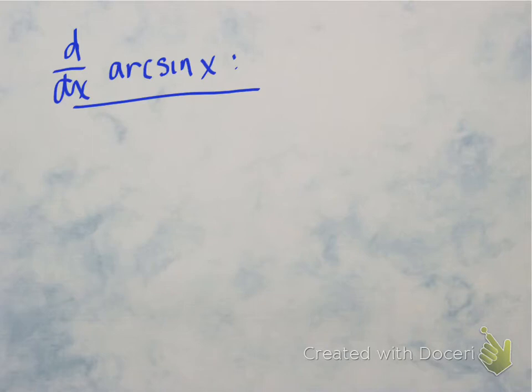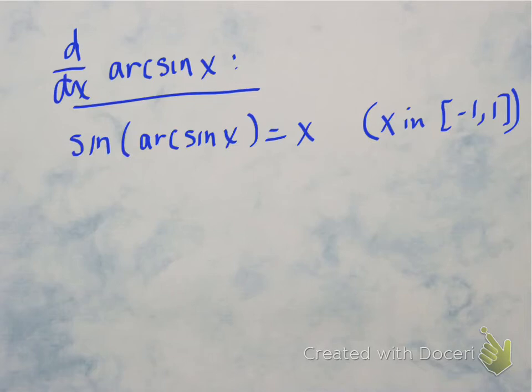So let's take the derivative of it. And you've seen already the derivative of natural log. And like I said, deriving formulas for inverse functions is going to follow the same pattern. So we're going to start with our cancellation equation, and we're going to put arcsine on the inside. So sine of arcsine of x equals x, as long as x is in the domain of arcsine.